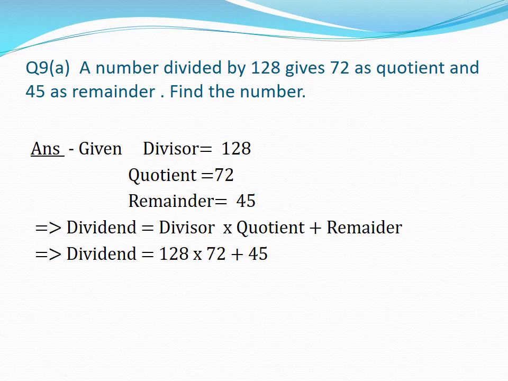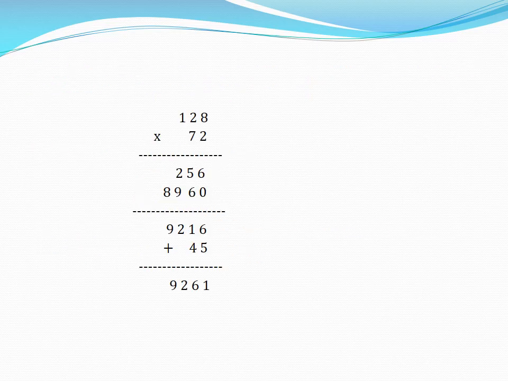First we will do the multiplication. Multiply 128 and 72. 2 8s are 16, carry 1. 2 2s are 4 plus 1, 5. 2 1s are 2. Put a cross or 0 under the ones place. Start multiplying with the tens place number. 7 8s are 56, carry 5. 7 2s are 14 plus 5, 19, carry 1. 7 1s are 7 plus 1, 8. Do the addition. 6, 6 plus 5, 11, carry 1. 9 plus 1, 10 plus 2, 12, carry 1, 8 plus 1, 9.